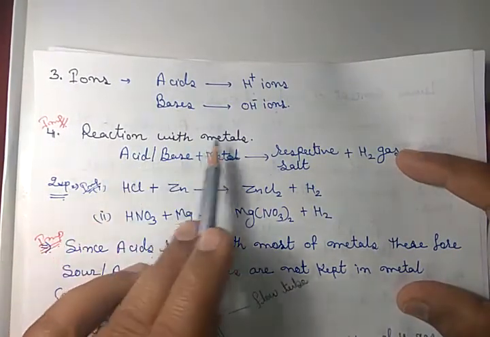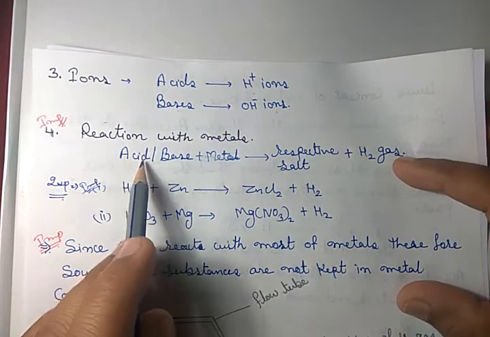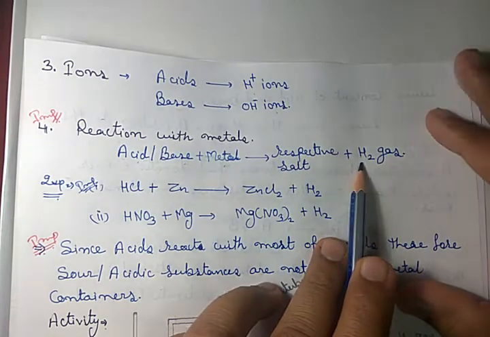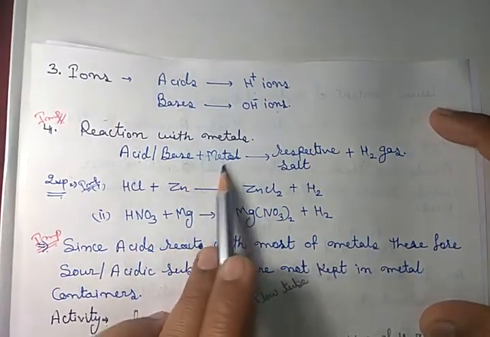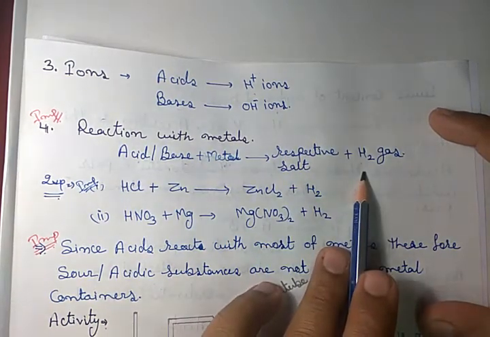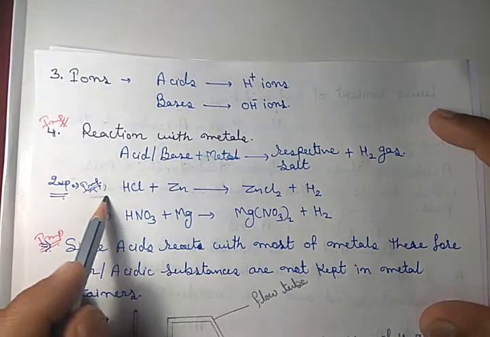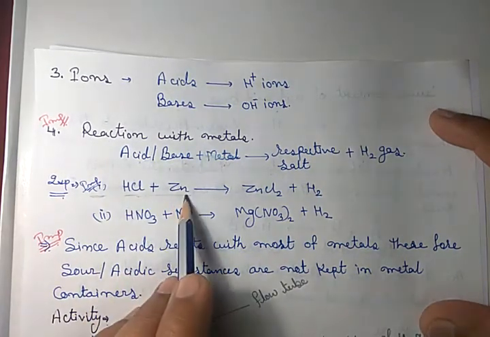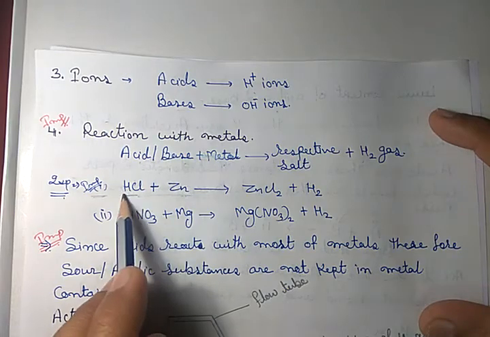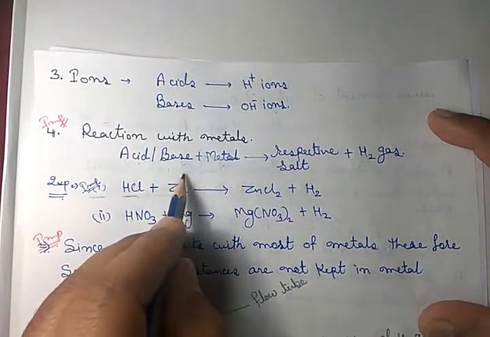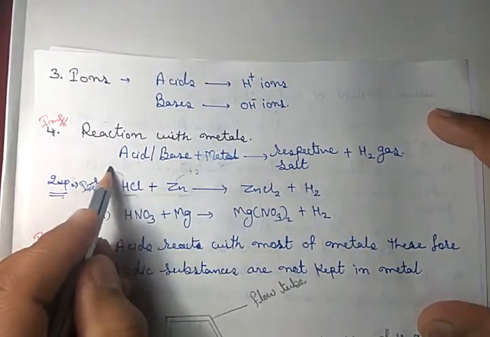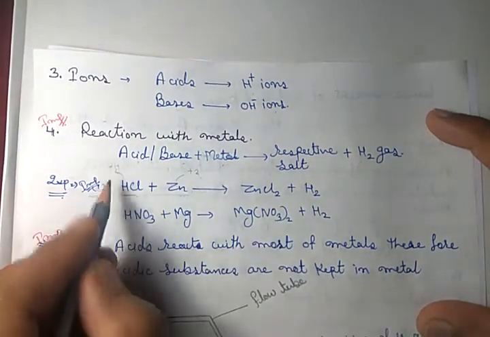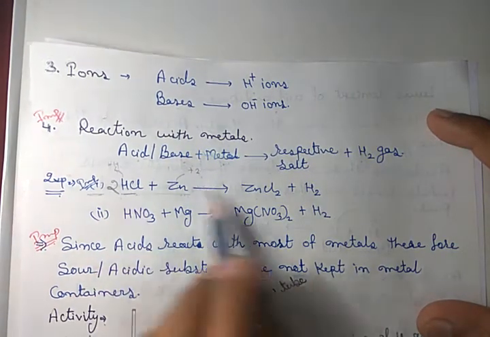Now the fourth one, that is reaction with metal. This is a very important question for exam purposes. When acid or base reacts with metal, they produce the respective salt and hydrogen gas. For example, this first example is very important for the exam, because it was asked 2 times: HCl plus Zn. Here zinc is more reactive, so it substitutes hydrogen. Zinc is bivalent, that is +2, hydrogen is +1. So it can substitute 2 hydrogens and make ZnCl2. The 2 hydrogens which are substituted now combine and make H2.